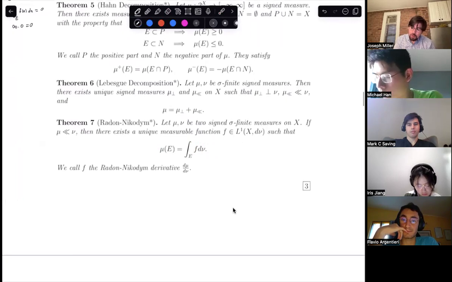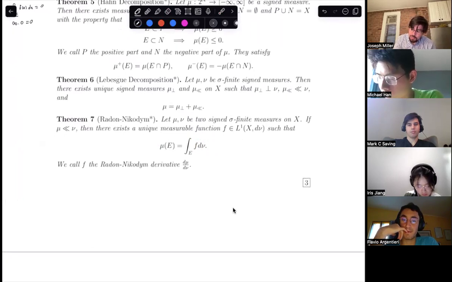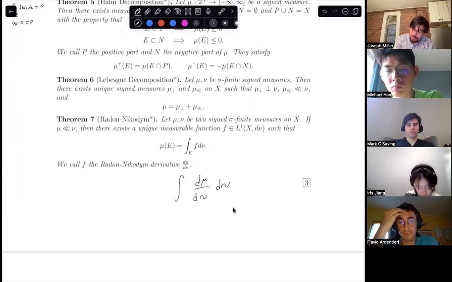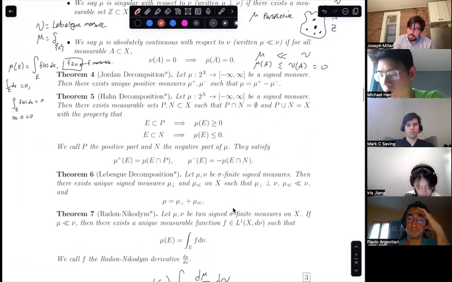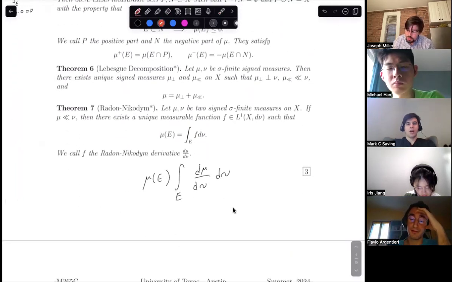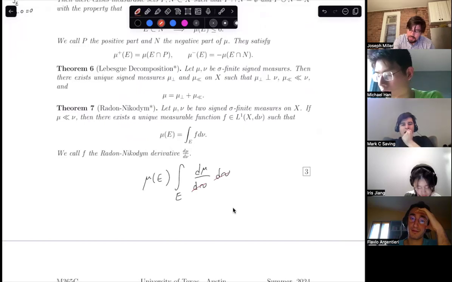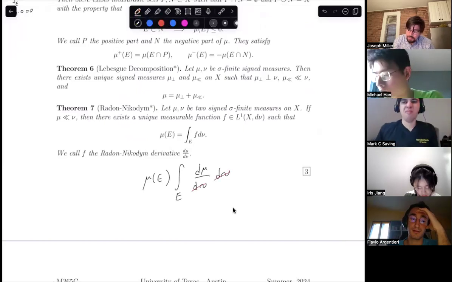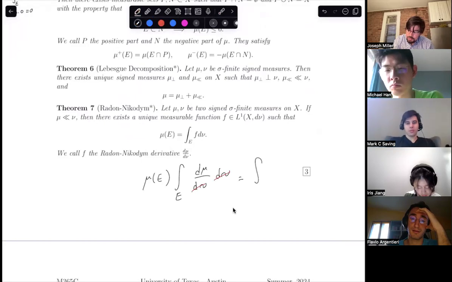Okay, and then f has a special name. It's going to be d mu over d nu, where these are measures, with the integral over E of f d nu equal to mu of E. The way I like to think about this is like the Leibniz rule, right? So if I do this, then I get this. It's just going to be d mu.